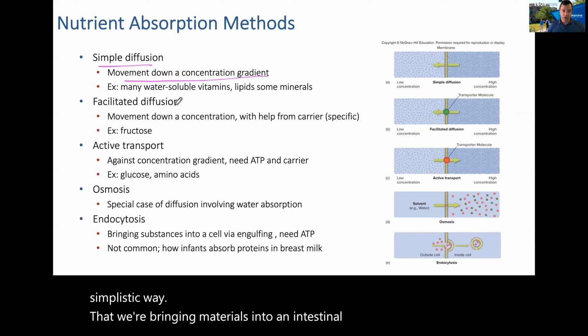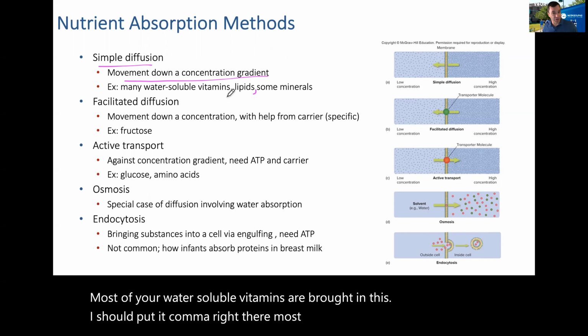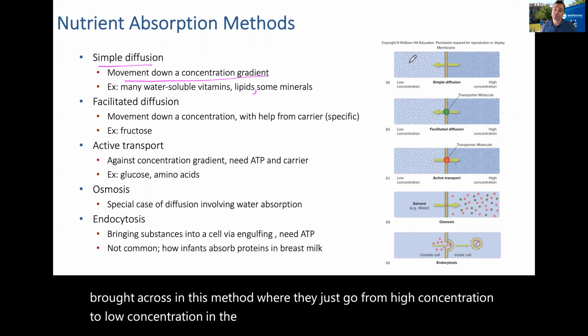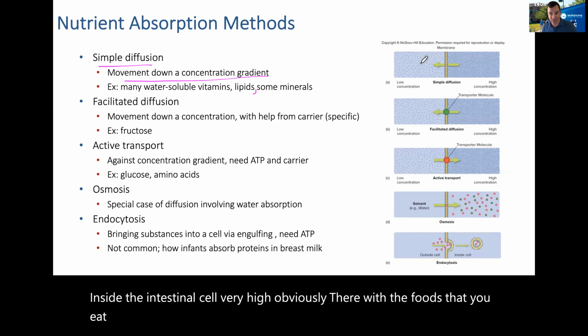Most of your water-soluble vitamins are brought across in this method, where they just go from high concentration to low concentration in the luminal space inside the intestinal cell. Very high, obviously, there with the foods that you eat. Very low inside the intestinal cell. So this is going to be the method that those primarily go.